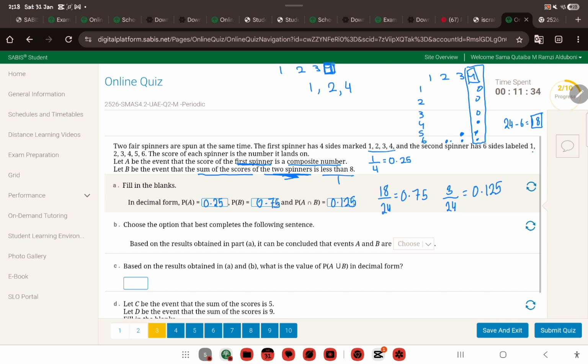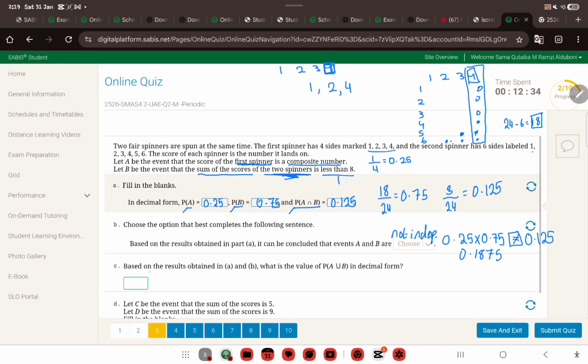Okay. Choose the option that best completes the following sentence. Based on the results obtained in part A, it can be concluded that events A and B are blank. We found the intersection, and for the two events to be independent, the probability of A times the probability of B must be equal to the intersection of both of them. So we do 0.25 times 0.75 on the calculator and compare it to 0.125. We get 0.1875, which is not equal to 0.125. So they are not independent, so not independent.